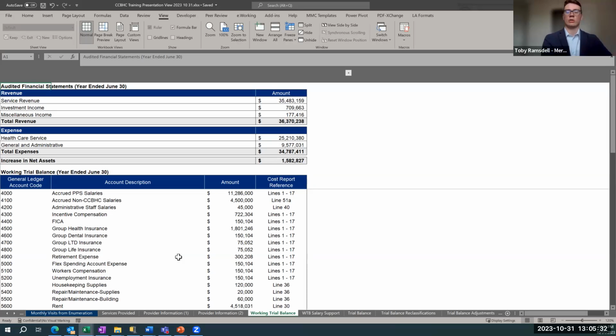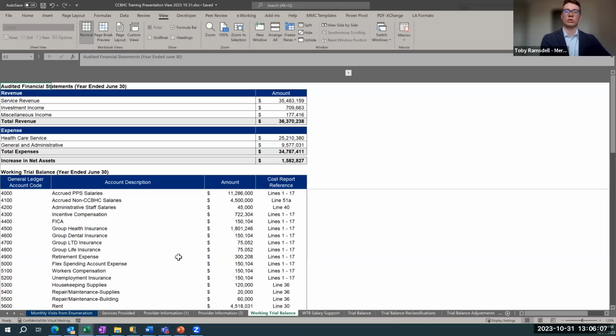And there's kind of 2 ways you can approach this at first. What you could do is place each general ledger category into a general bucket. And what that means is, you could classify the costs. For example, accrued PPS salaries, you could list that cost as a direct CCBHC cost. For accrued non-CCBHC salaries, you would list that as a non-CCBHC direct cost. And then for administrative staff salaries, you could list that as administrative or indirect costs. So that's a way that you could start to bucket.